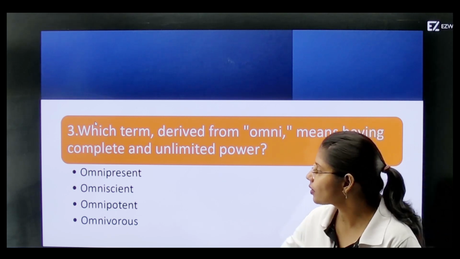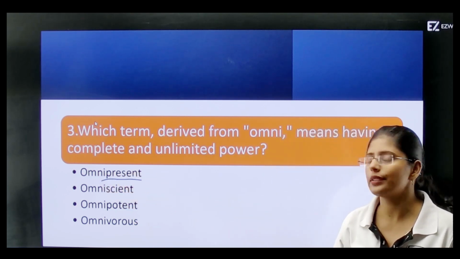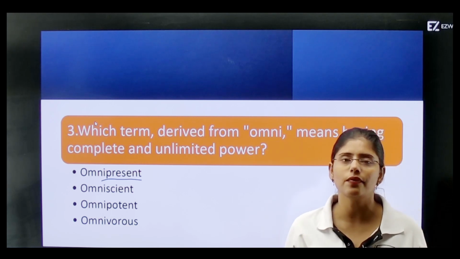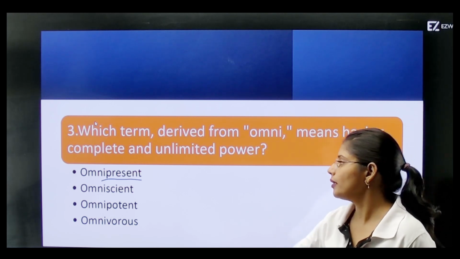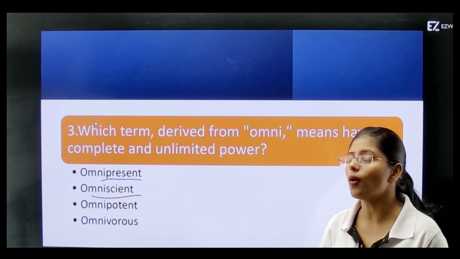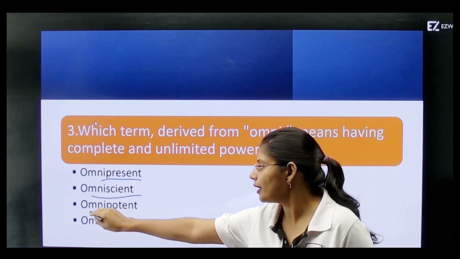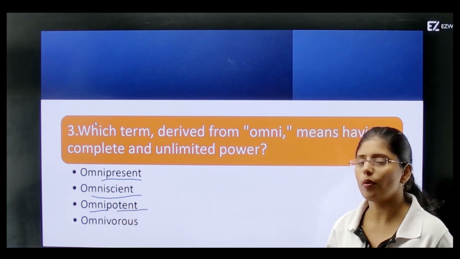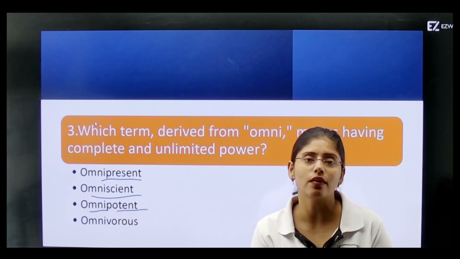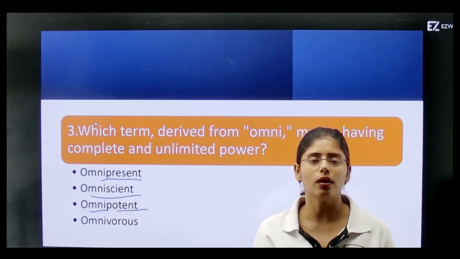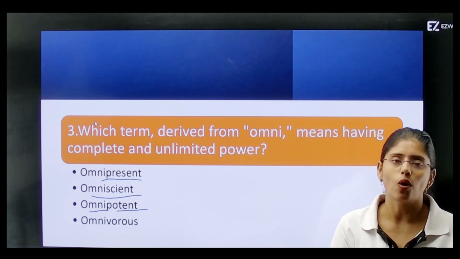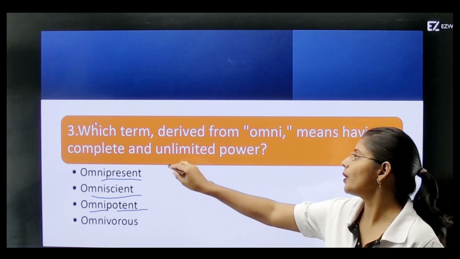The first word is omnipresent. Omnipresent means the one who is present everywhere. That is omnipresent. The one who has all the knowledge, that is omniscient. And the next one is omnipotent. Omni means all and potent means power. The one who has all the power is known as omnipotent. And that was our question.